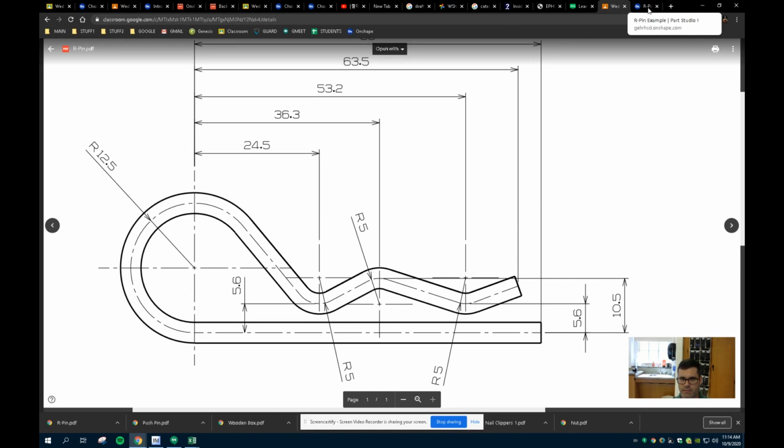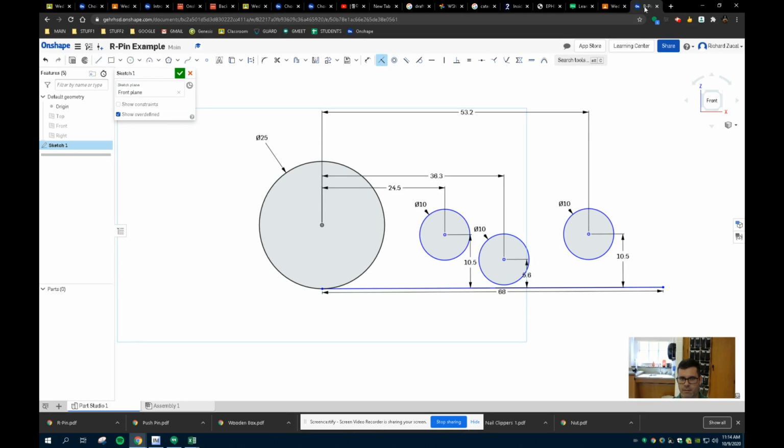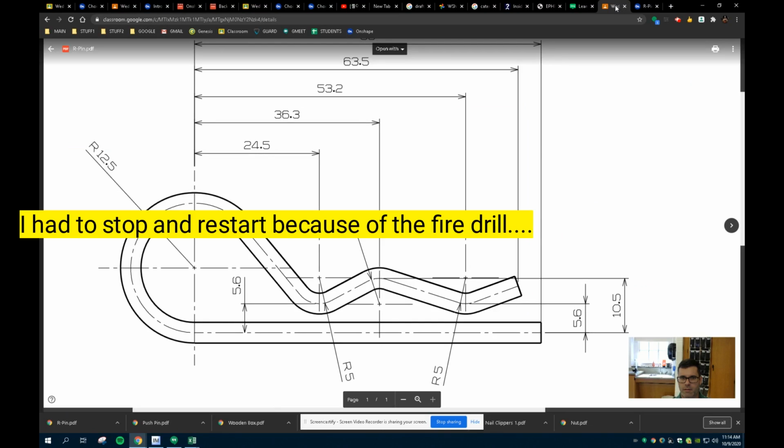Your attention, please. There has been a fire reported in the building. Please proceed to the nearest exit and leave the building. Do not use the elevators. Proceed to the nearest exit and leave the building.